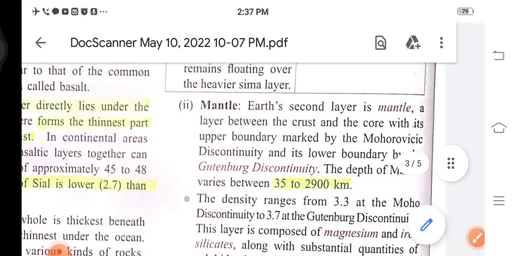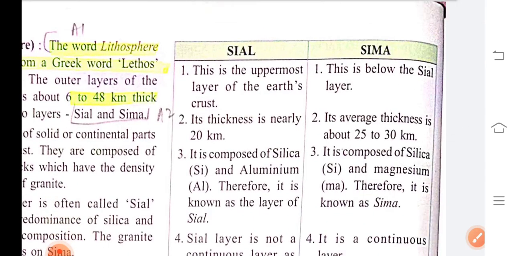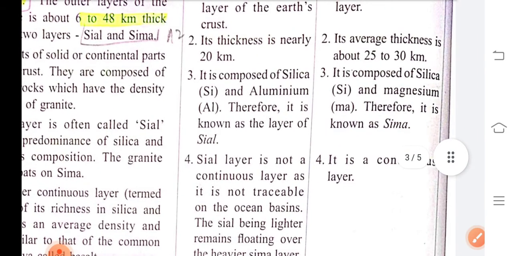Next what we are going to discuss is the difference, which is quite important. Sial is the uppermost layer of the earth crust and Sima is below the Sial layer. Sial's thickness is 20 kilometers and Sima's thickness is 25 to 30. Sial is composed of silica and aluminum, and Sima is composed of silica and magnesium. This is the main difference.